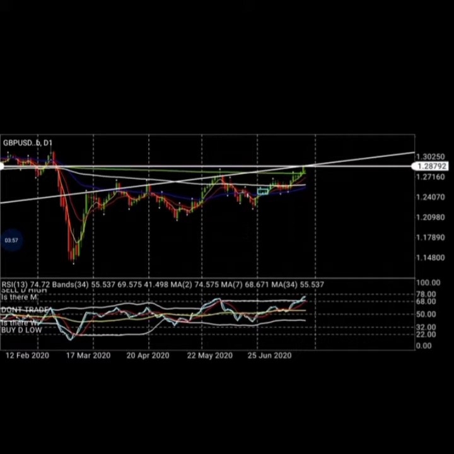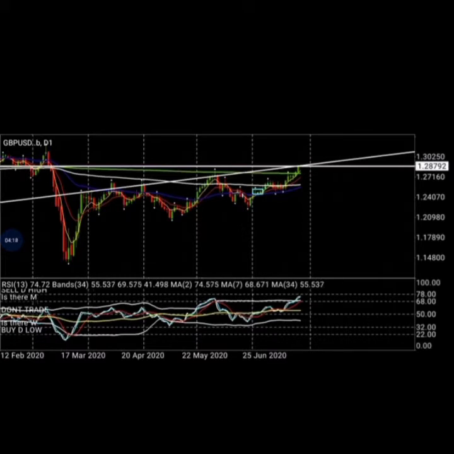So you don't want to start selling this pair for no reason. Even if you were to sell it, you have to use your candlestick pattern here. Let's say we have a daily close, a bearish daily close. That will tell you there's every possibility that we'll see some sell before anything else can happen. But for now, on the GBP USD, the bias is still to buy. If you get a buy opportunity, you take it.